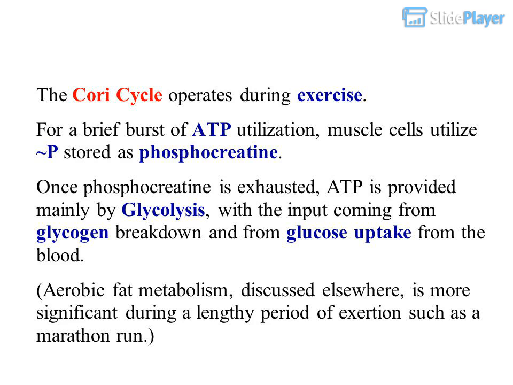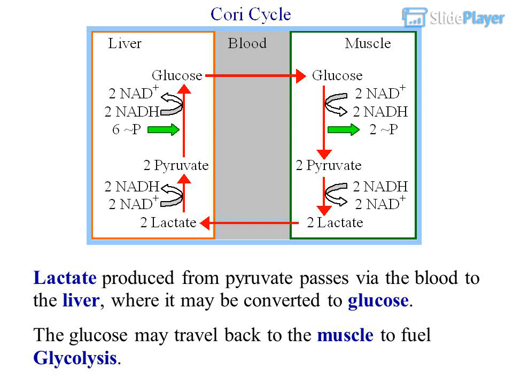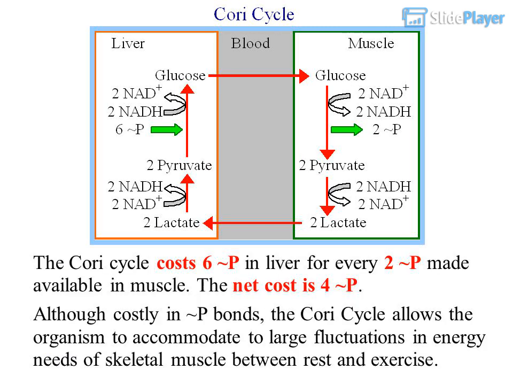Lactate produced from pyruvate passes via the blood to the liver, where it may be converted to glucose. The glucose may travel back to the muscle to fuel glycolysis. The Cori cycle costs 6 P in liver for every 2 P made available in muscle. The net cost is 4 P. Although costly in P bonds, the Cori cycle allows the organism to accommodate to large fluctuations in energy needs of skeletal muscle between rest and exercise.